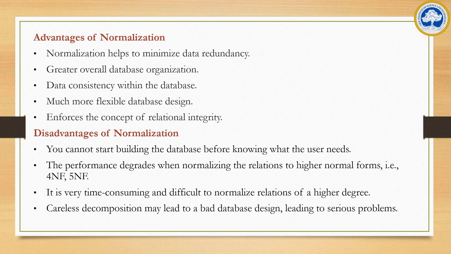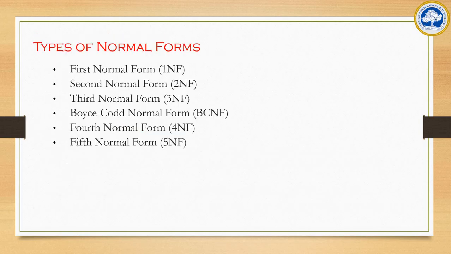When we apply careless decomposition, obviously it leads to errors. Some data may be lost, and due to that we will face some serious problems. So these are the disadvantages. When it comes to the types of normalization, these are the types: first normal form, second, third, Boyce-Codd normal form, fourth normal form, and then fifth. Then we can see them one by one.